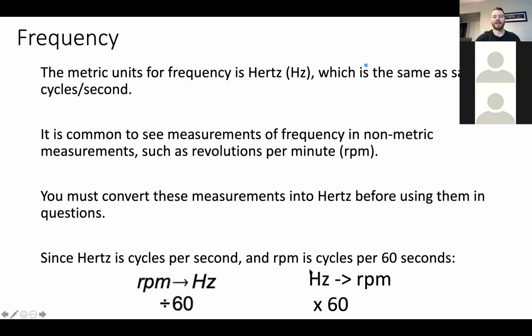And if we're given it in hertz, which is cycles per second, and we want to convert it to RPM, we're just going to multiply it by 60. Okay, so pretty easy converting from RPM to hertz. We just need to divide by 60. Okay, so make sure we know how to do that.